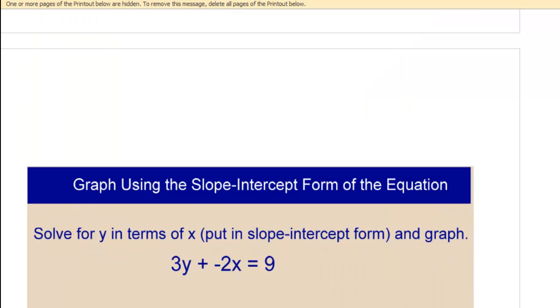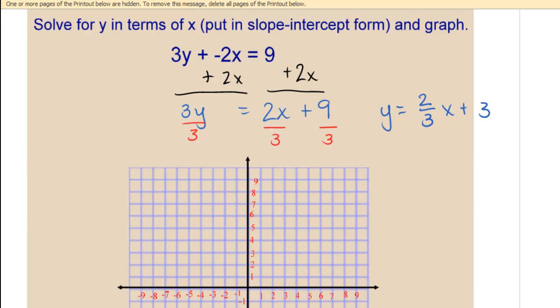So the first thing I want to do whenever I have an equation that is linear, and again, I know it's linear if the y has a 1 as an exponent and the x has a 1 as an exponent, if I have a linear equation, the fastest way to graph it is to put it in slope-intercept form. So that means I'm going to solve for y in terms of x. So I'm going to go ahead and solve this equation for y in terms of x. So I'm going to add 2x to both sides and then divide by 3. And when I do, I find that this is my equation, y equals 2/3 x plus 3.